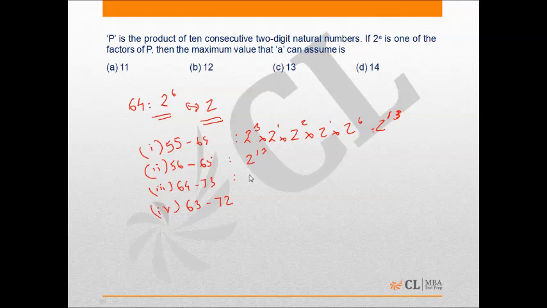Let's look at 64 to 73. First I get 64, which is divisible by 2 power 6. 66, which will be divisible by 2 power 1. 68, which will be divisible by 4, that is 2 squared. 70, which will again be divisible by 2 power 1. And 72, which will be divisible by 8. Adding, I get 6, 1, 2, 1, 3, that's 13. Again 2 power 13. Similar case for 63 to 72, because exactly the same numbers as 64 to 73.